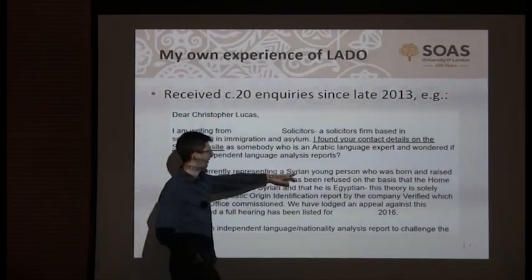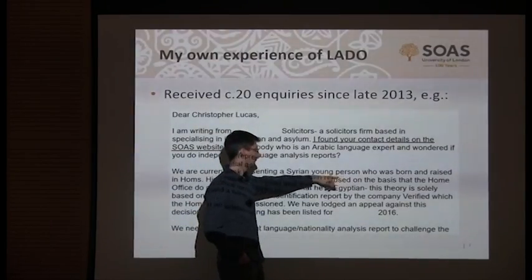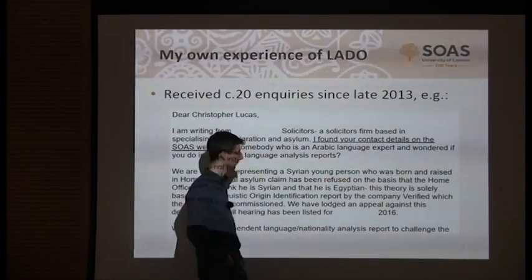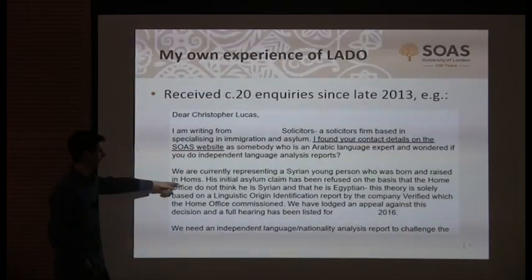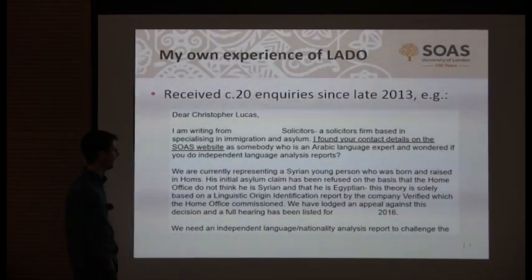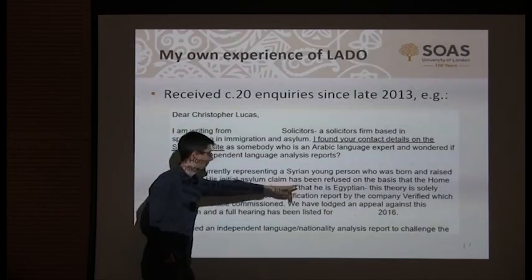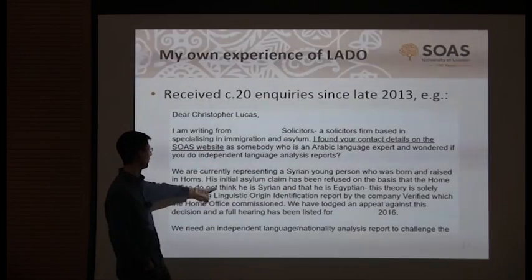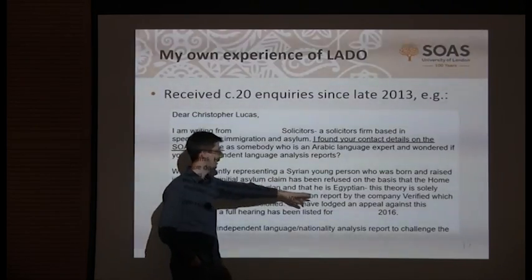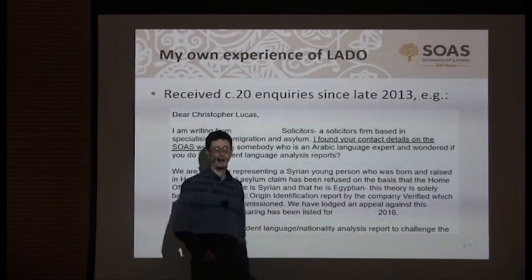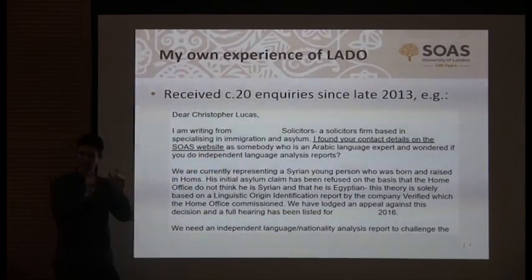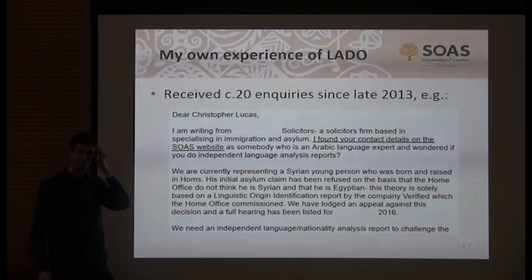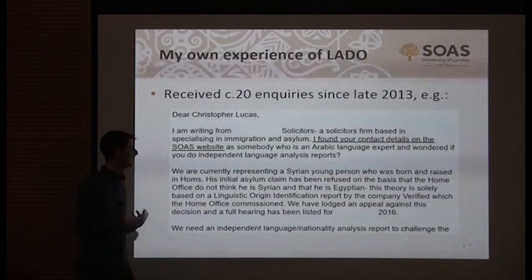We're currently representing a Syrian young person. I mean, they're not always, but very often young. Born and raised in Homs. His initial asylum claim has been refused on the basis that the Home Office do not think he is Syrian and that he is Egyptian. And that pairing is by far the most common that I see. Someone says they're from Syria, and Verified says they're lying, they're from Egypt. Okay?